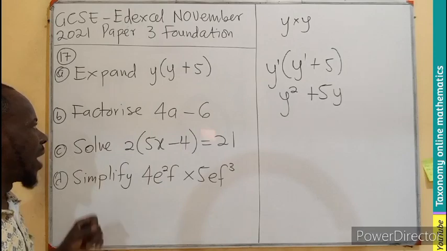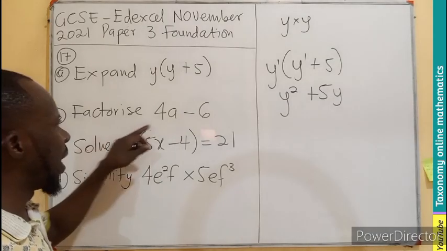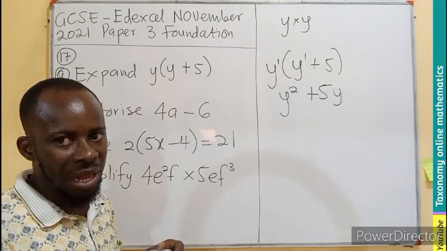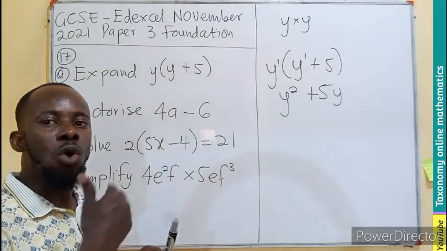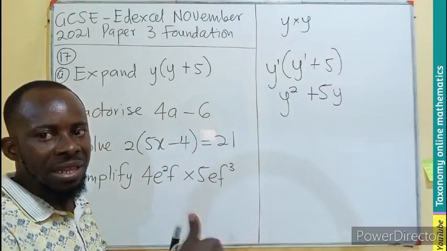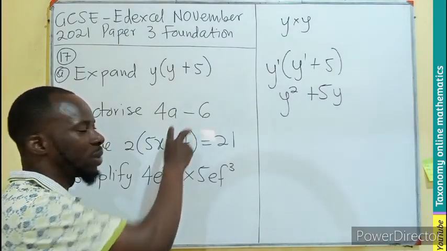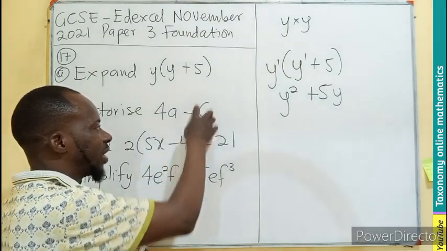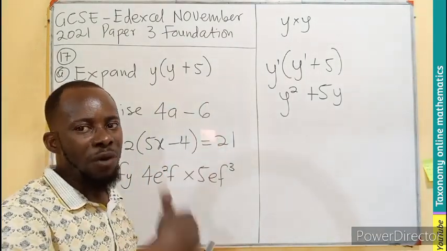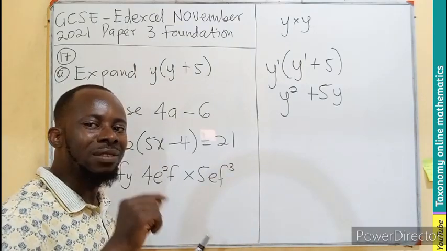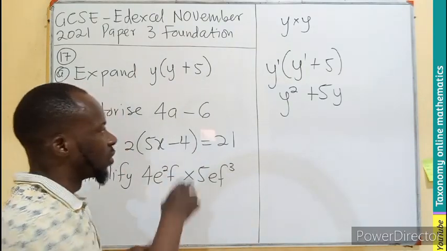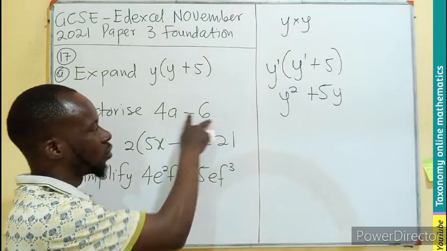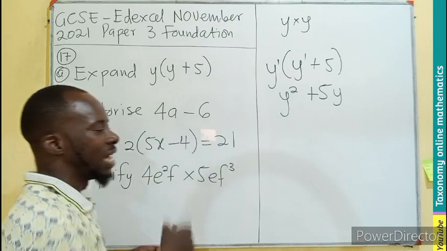Then when it comes to part b, here we are looking for factorization. When we are doing factorization, what are we doing? We are looking out for a common factor in each of the terms. And in this question, we have 2 terms. So what is the common factor here? And looking for a common factor, we are looking for the highest common factor. So I can see 4a, 6. There is no variable here, so I will pay attention to 4 and 6.